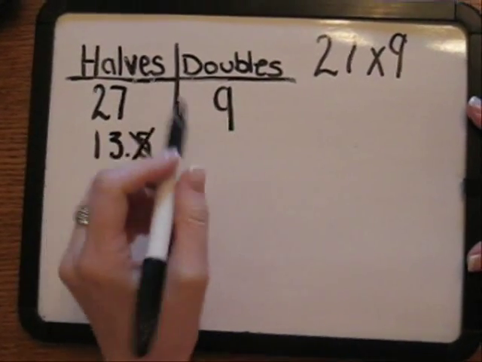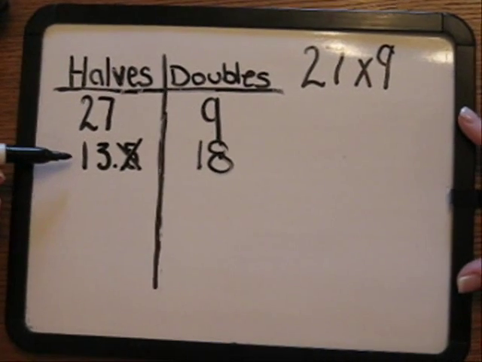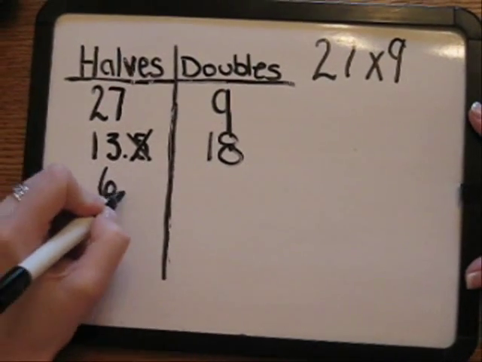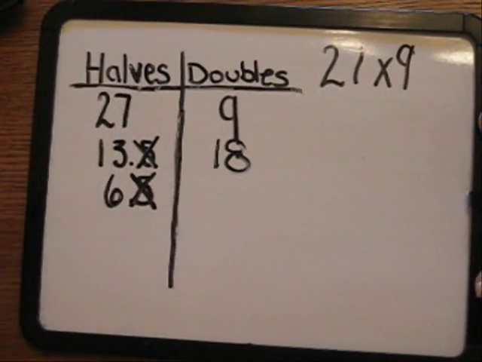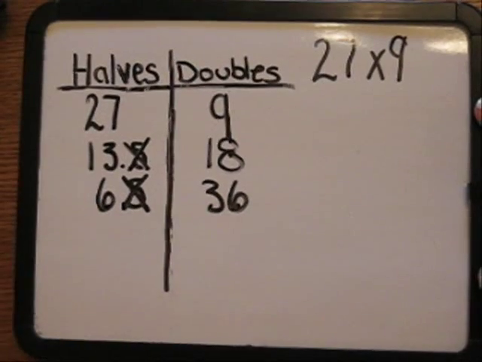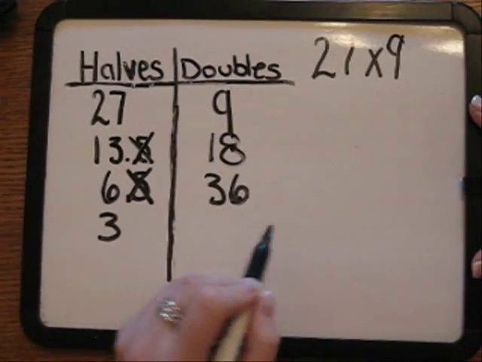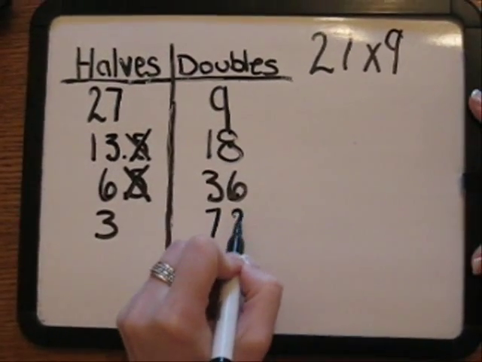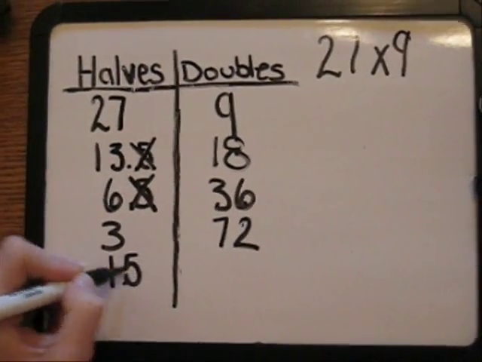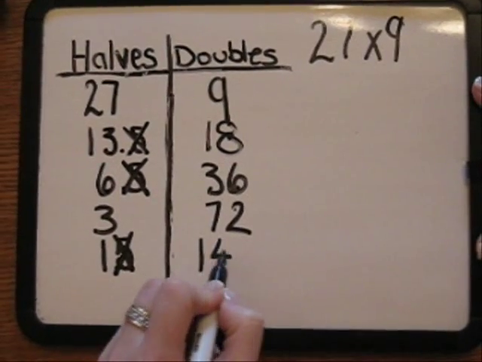And I know that double of 9 is 18. And again, I'm going to have another remainder over here because 13 is an odd number. So I know that half of 13 is 6.5. Going to cross it out because I don't want to pay attention to the remainder. Double of 18 is 36. And half of 6 is 3. And then I'm going to get the double of 36, which is 72. And again, I'm going to have another remainder, but I'm going to ignore it and round down to 1. And then the double of 72 is 144.